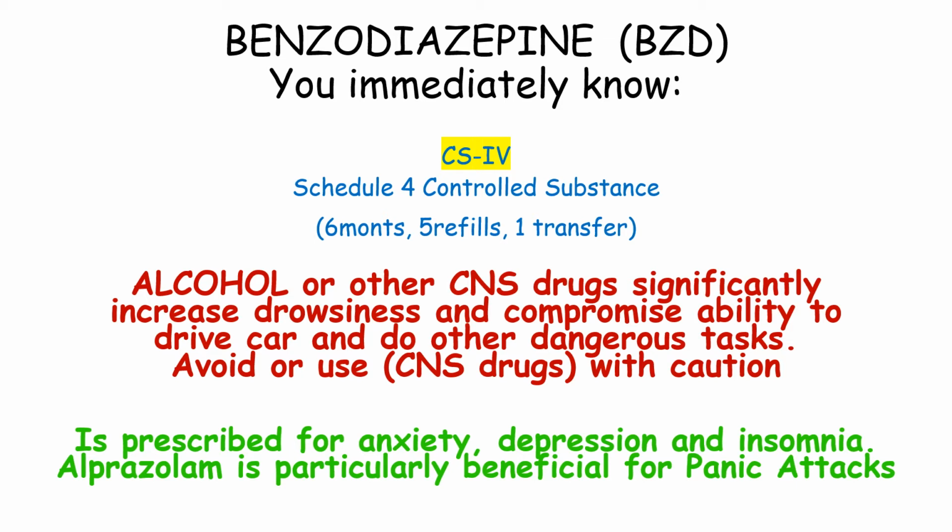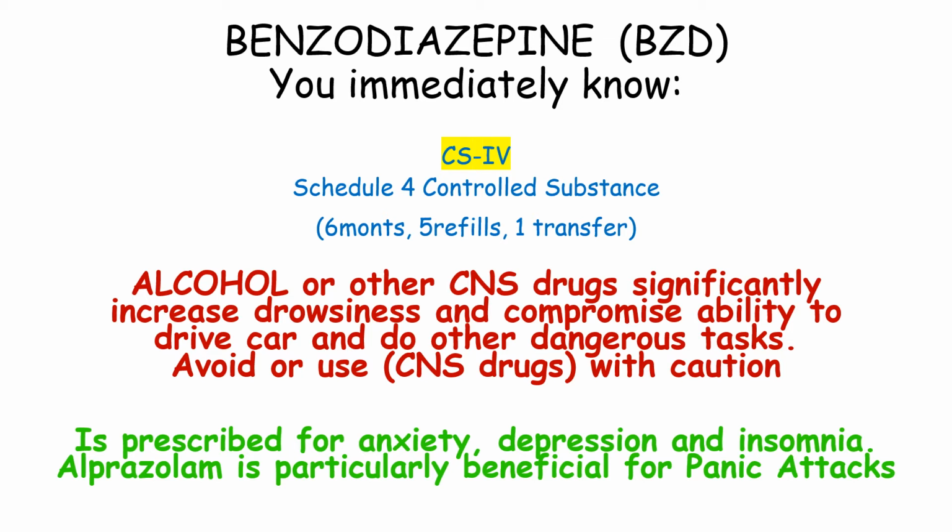So for any new students, we're going to be going through this in a lot of detail. I'll be having a video explaining the different types of prescriptions. But you're going to get to a point where immediately, if you see a drug that ends in LAM or PAM, you're going to know all of the things you see on the screen right away. So it's Schedule 4. You do not want to combine it with alcohol. Whenever you combine it with other CNS drugs, it significantly increases the potential for drowsiness or disorientation. It compromises the ability to operate dangerous machinery or drive a car.